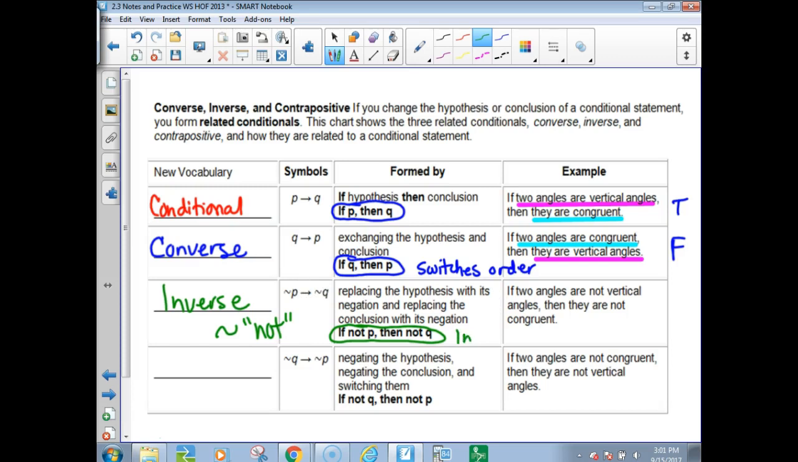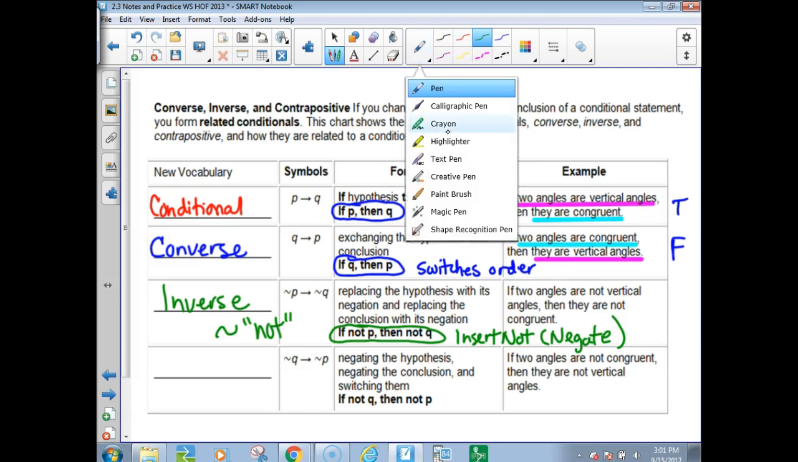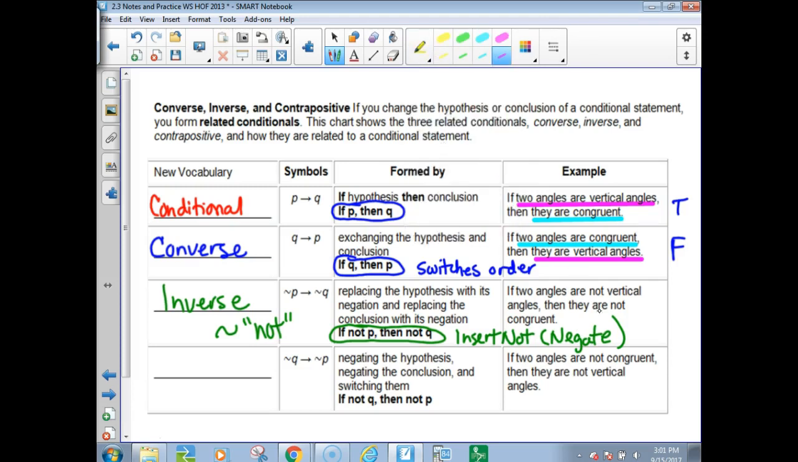And so what we do is we insert "not," or we negate it. So if you already said "not," you'd take the "not" out to make it the opposite. All right, so highlighting what's happening here: the original statement went, if two angles are vertical... It says that if two angles are not vertical, and then we have the conclusion, then they are not congruent.